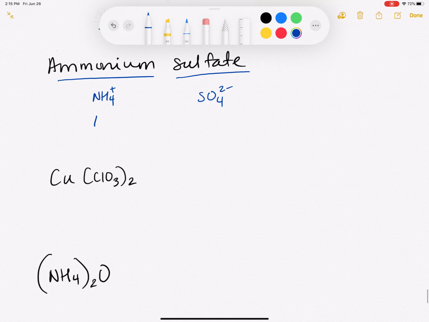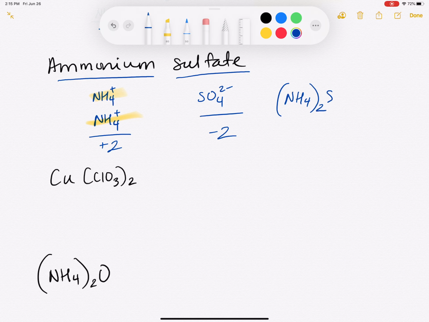And once I do that, I now have equal but opposite charges. Right here, I have a +2 charge. Each one of these is a +1. And over here, I collectively have a -2 charge. So that means that I needed 2 ammoniums, and that's how I signify that I have 2 of them. And I just need 1 sulfate. Sorry about that. I don't want to write the charge. So that right here is my final answer.